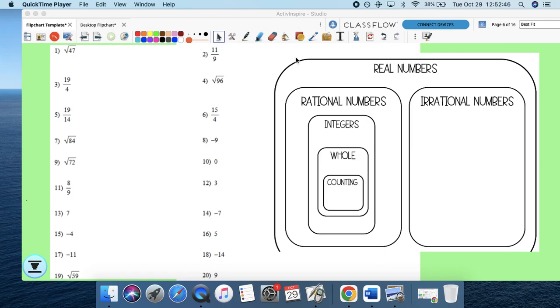But I'll just go over it quickly. So your task was to decide if these following numbers were rational or irrational. Square root of 47. Let's go back to that.